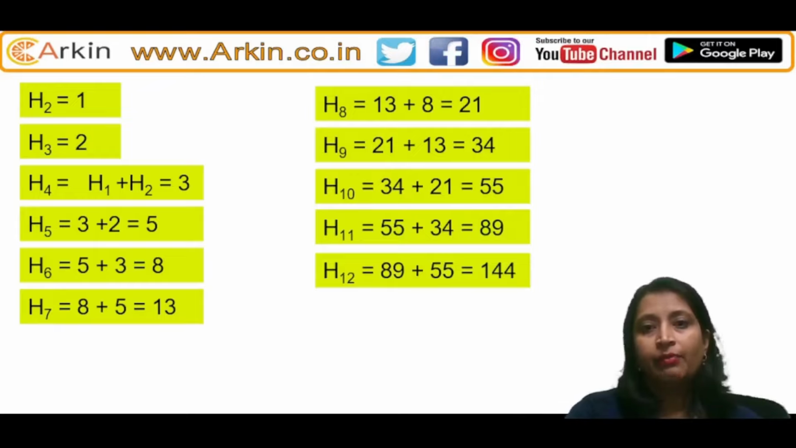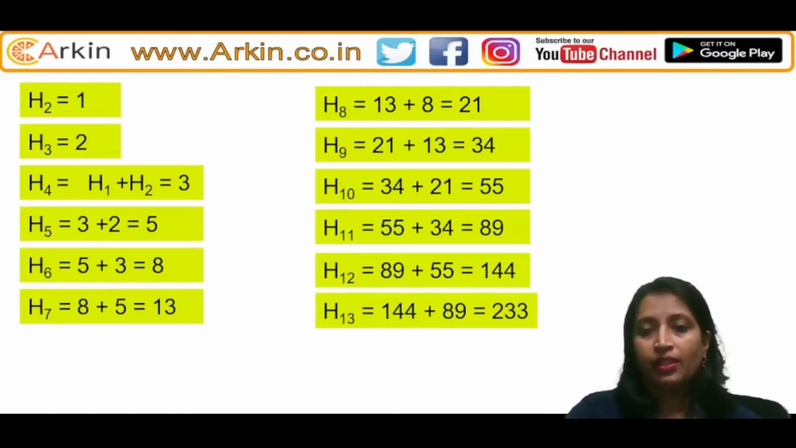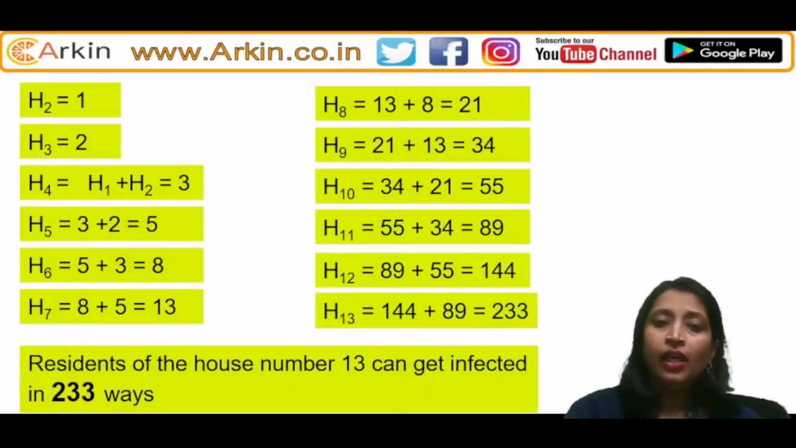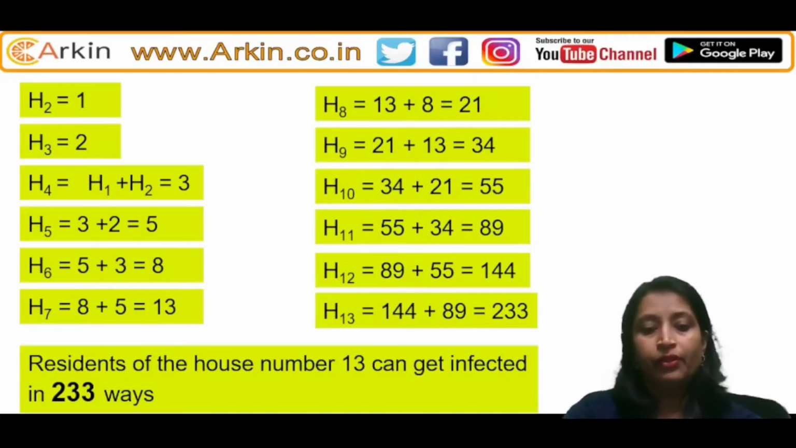And H12 will be 89 plus 55, 144. H13 is equal to 144 plus 89, that is 233. So this is the answer to the question which was asked. How many ways can house number 13 get infected? It can get infected in 233 ways. So I hope it is clear for every one of you.